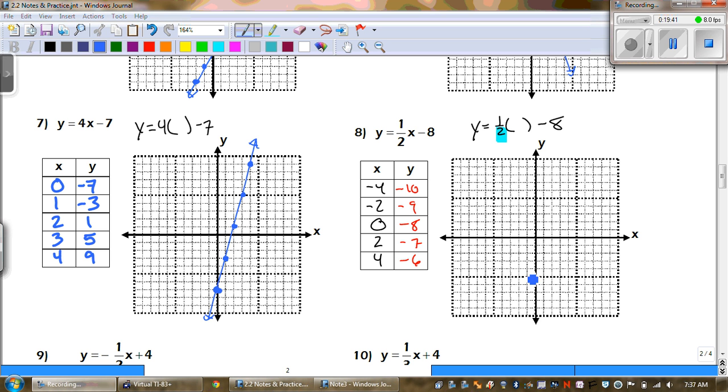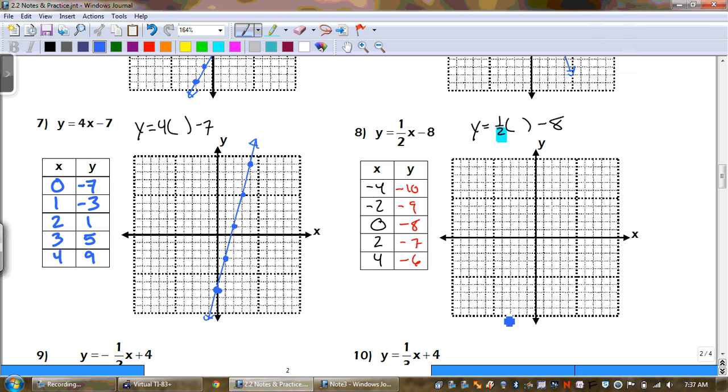Okay, so you should get -10, which is right there. -2, -9, 0, -8, 2, -7, and 4, -6. Okay, remember, if your line is not pretty and straight like this, you did something wrong. It's kind of like a self-check, which is wonderful because you know right away if you got it right or wrong. Okay?